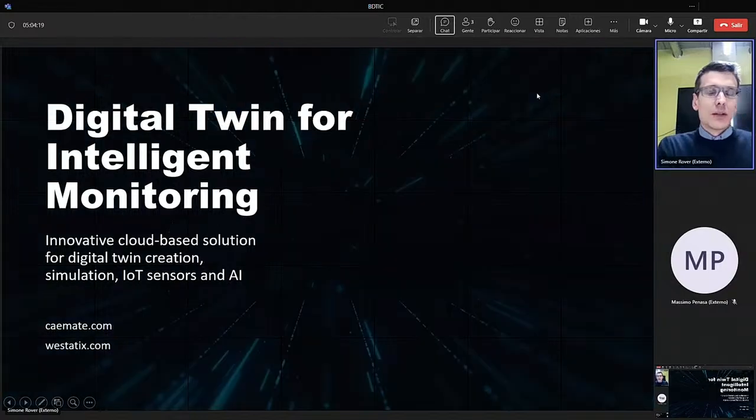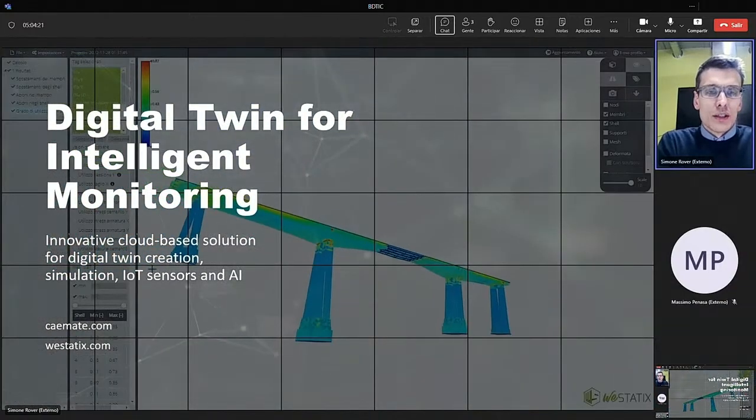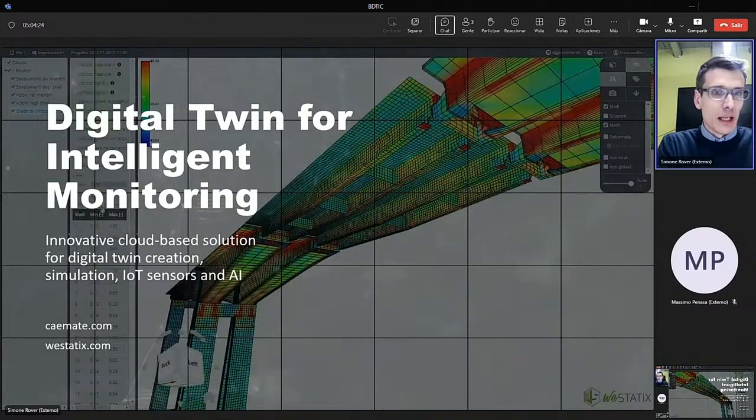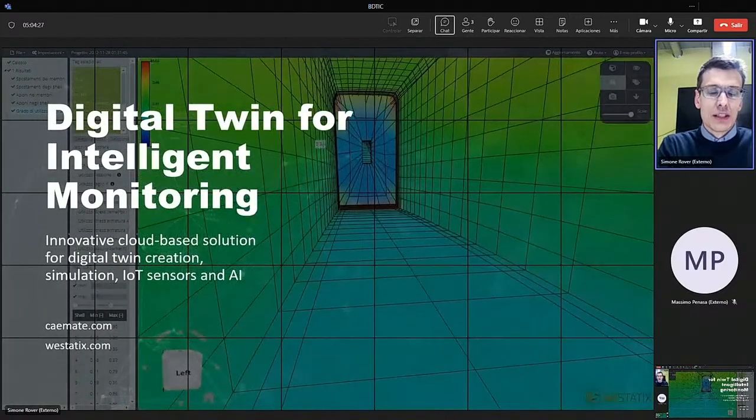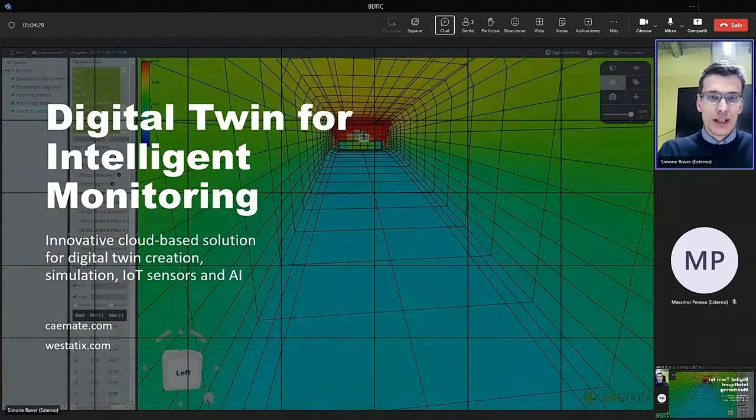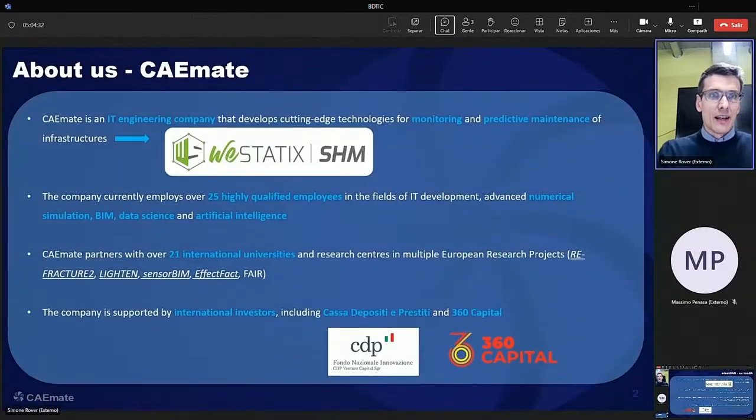So before talking about our innovative solution for the monitoring and predictive maintenance of infrastructure, let me first introduce ourselves. We are an IT engineering company based in Bolzano, northeast of Italy, that developed Statics SHM, a platform realized for monitoring and predictive maintenance. We are a team highly qualified in the field of IT development, numerical simulation, BIM, data sciences, and artificial intelligence.